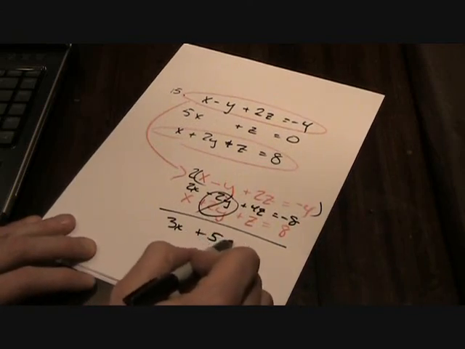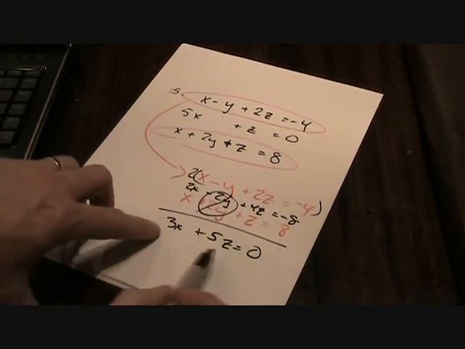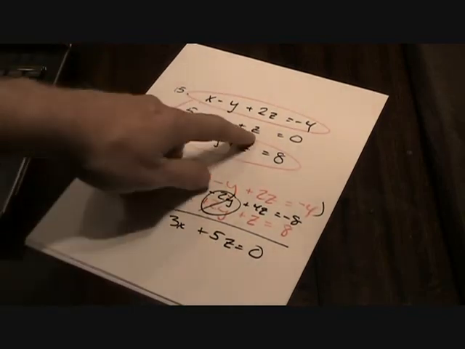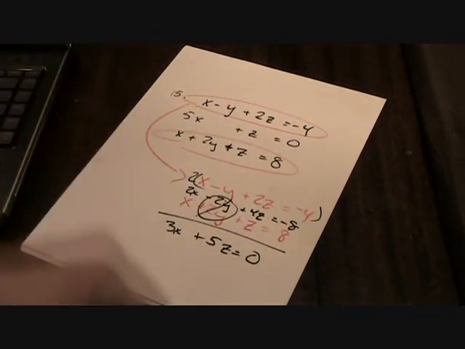You get another equation in which to use. 3x plus 5z is equal to 0. And then you can solve, obviously, for one of those. Plug it in there. You could say z is equal to negative 5x. Plug it in. And away you go.